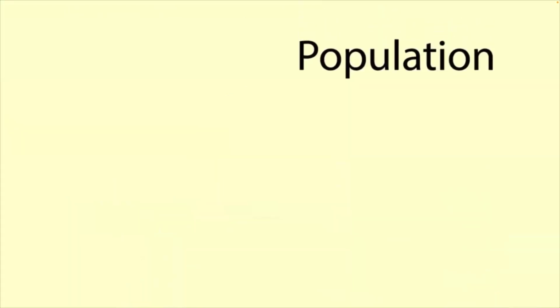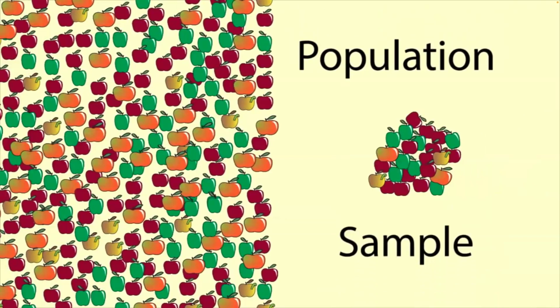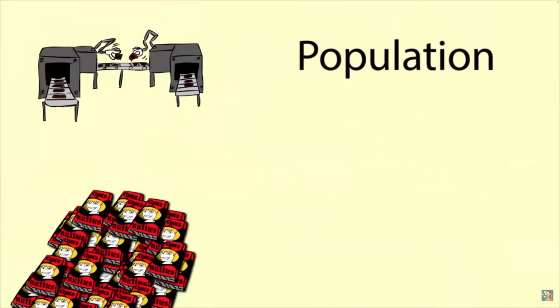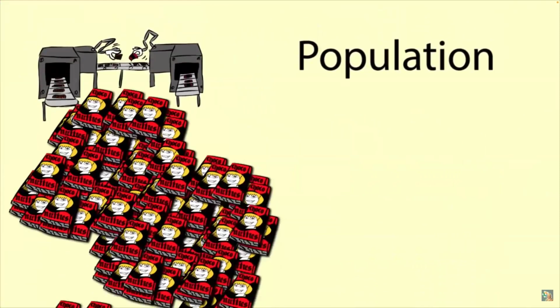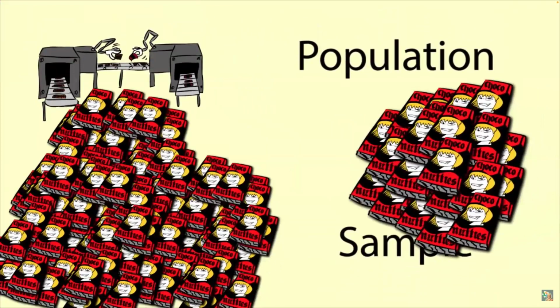The population is all the apples in an orchard. A sample is 100 apples we pick from the orchard. The population is all the chocolate bars we produce on a machine. A sample is the 30 bars we choose to melt down and weigh the nuts from.